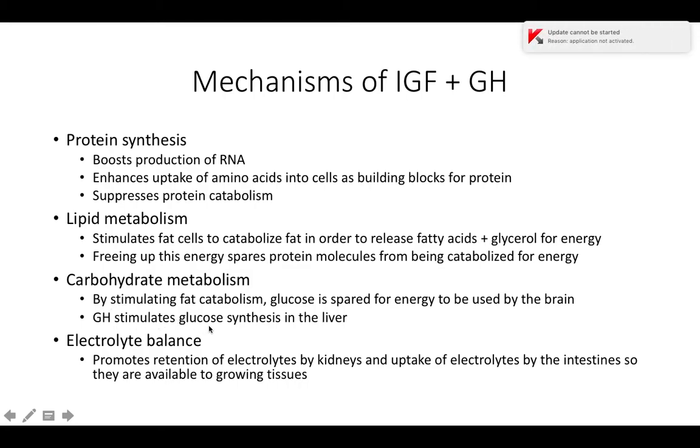And then the last thing it does is it's involved in electrolyte balance. And so what that means is it's going to promote your kidneys to retain electrolytes, and also promote your intestines to take up more electrolytes so that your cells can use them to help grow their tissues.